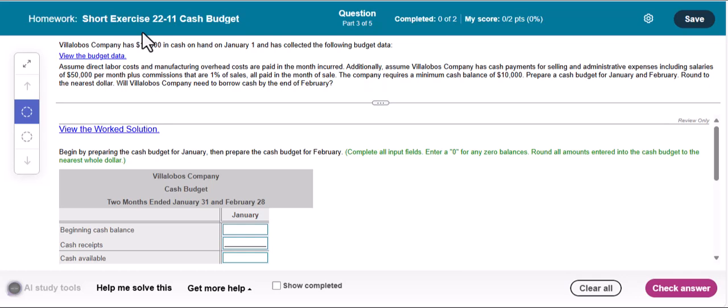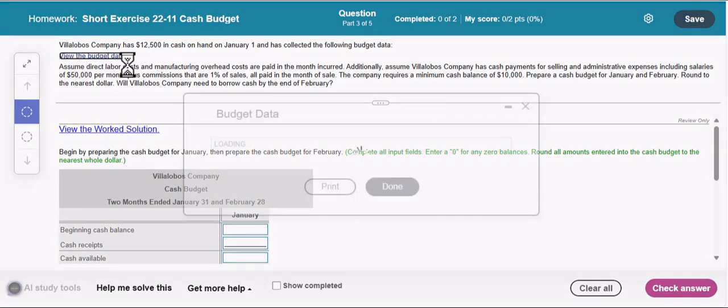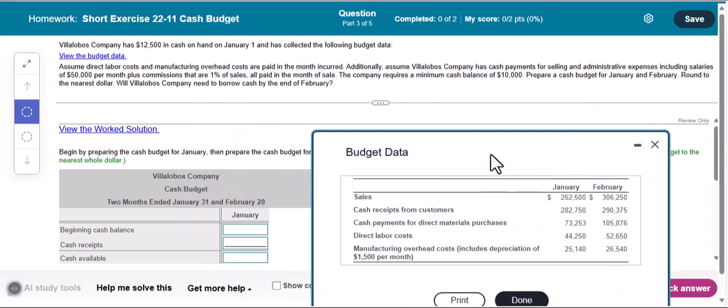Short Exercise 22-11 Cash Budget. Villalobos Company has $12,500 in cash on hand on January 1st and has collected the following budget data. So we can open up the budget data here.